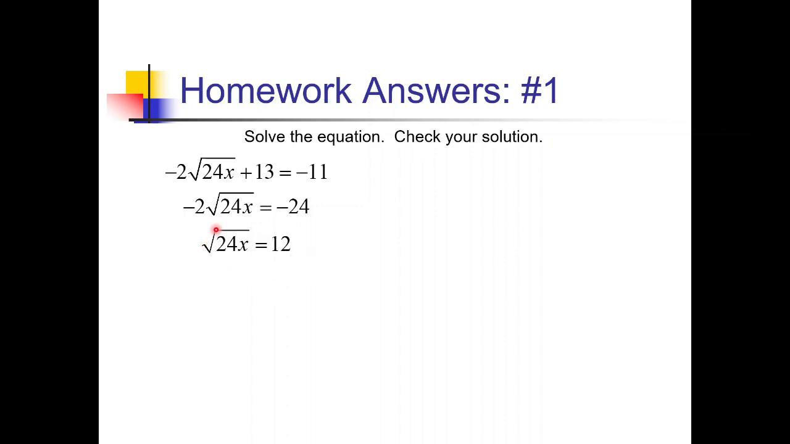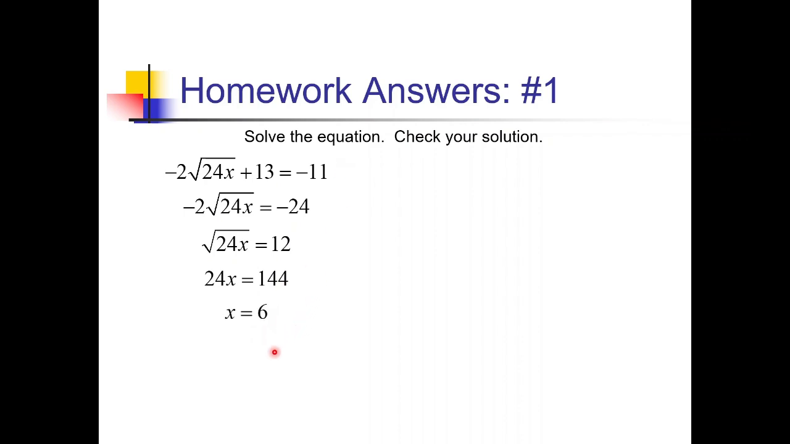To get rid of the radical, we're going to raise both sides to the index. Since this is a square root, we're going to square both sides. That leaves us with 24x equals whatever 12 squared is. I believe that's 144. And then dividing both sides by 24, we end up with x equals 6.